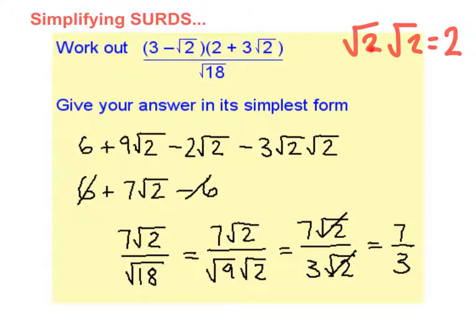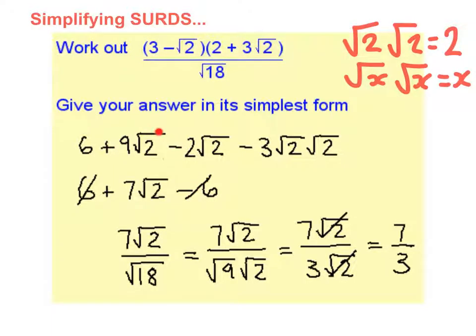So root 2 multiplied by root 2 gives us 2, because root x multiplied by root x will always give us x. So when we have two roots and the numbers inside the roots are the same, they just give us the number that's inside. So root 2 by root 2 is 2, and minus 3 by 2 is minus 6. So minus 3 root 2 root 2 gives us minus 6, because minus 3 multiplied by 2 gives us minus 6.